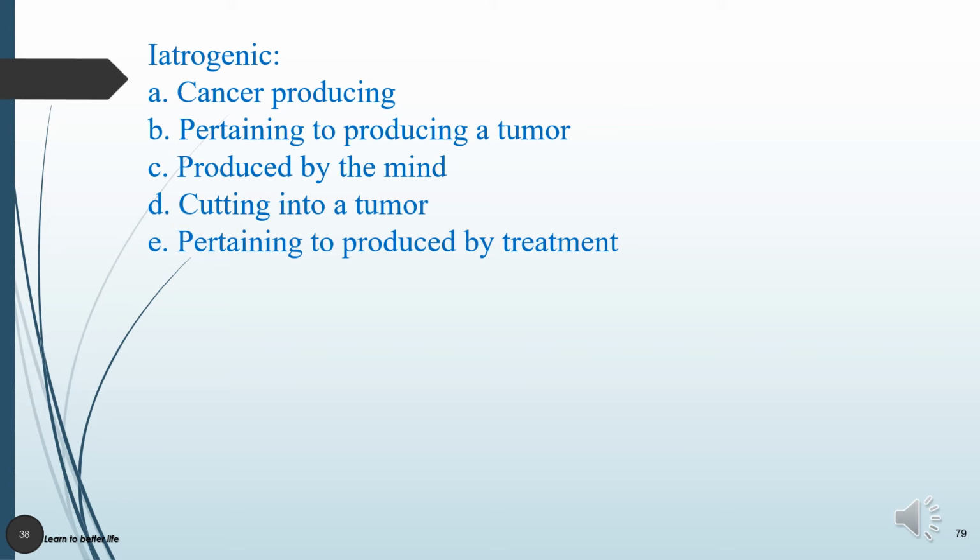Iatrogenic. A. Cancer-producing. B. Pertaining to producing a tumor. C. Produced by the mind. D. Cutting into a tumor. E. Pertaining to produced by treatment. The answer is E. Pertaining to produced by treatment.